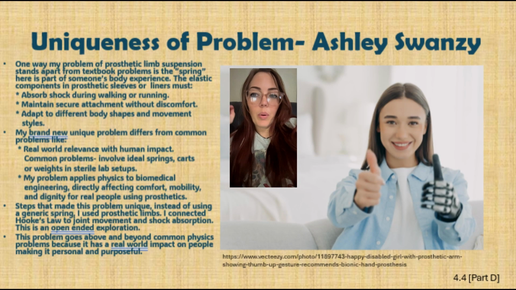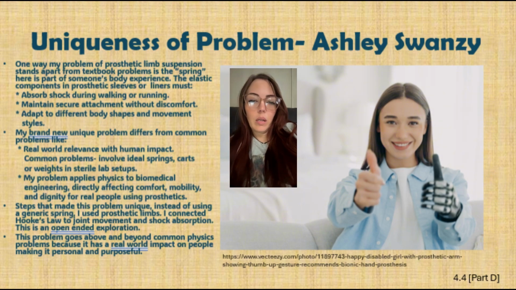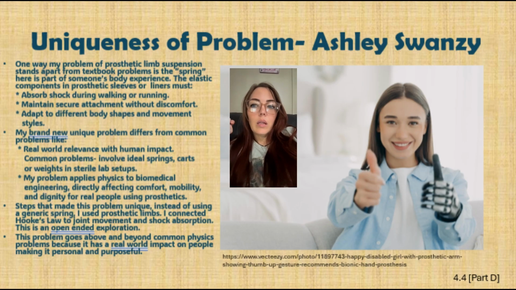One way that my problem of prosthetic limb suspension stands apart from textbook problems is the spring here is part of someone's body experience. The elastic components in prosthetic sleeves or liners must 1. Absorb shock during walking or running, 2. Maintain secure attachment without discomfort, and 3. Adapt to different body shapes and movement styles.